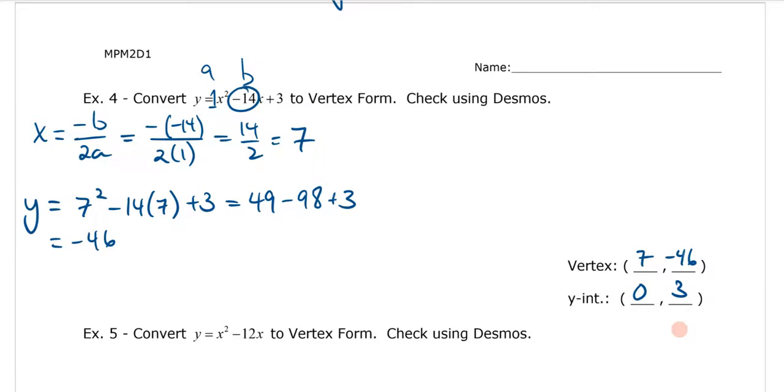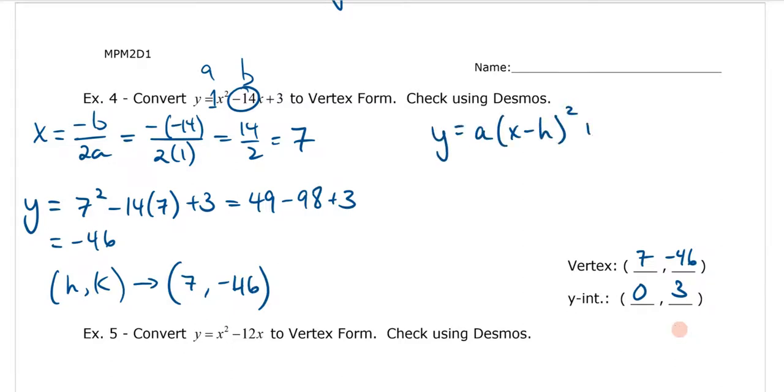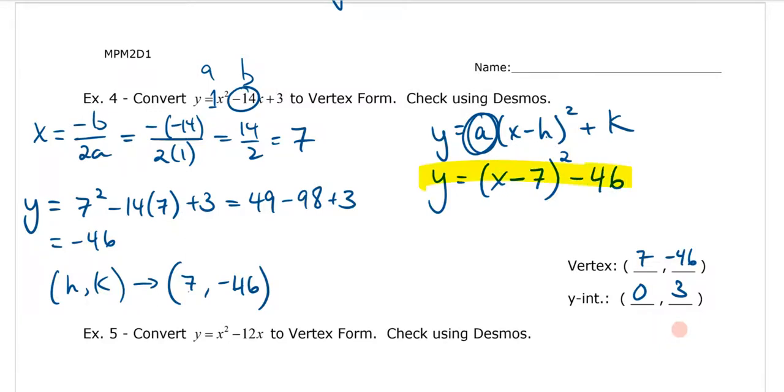Now remember what we said about the vertex. The vertex is h comma k, and so that would be 7 and negative 46. So my vertex form equation would be y equals a times x minus h squared plus k. And a is going to be the same value of a as in the standard form, so y equals just 1, so I'm not going to write that. X minus h, h was 7, so x minus 7, and that's squared, and then plus k. So k is negative 46, so I'm going to say minus 46. And that would be my vertex form equation.